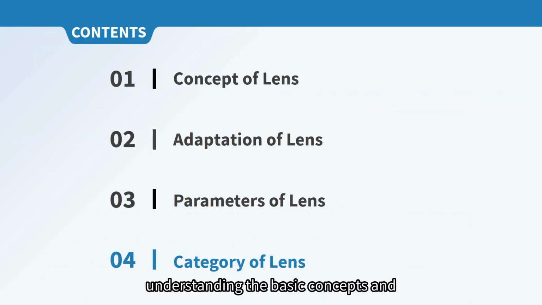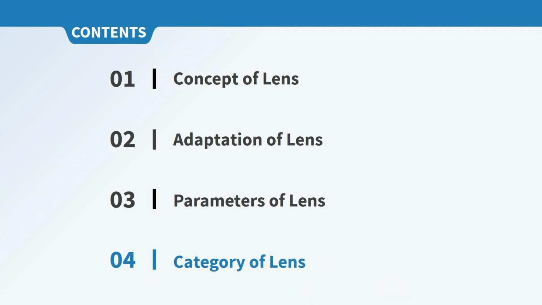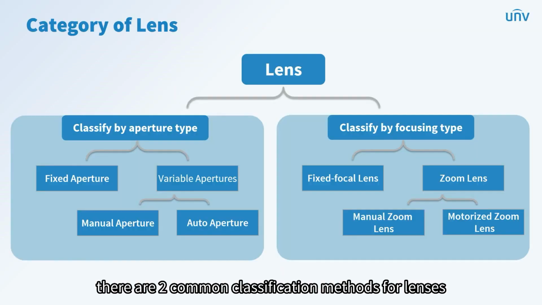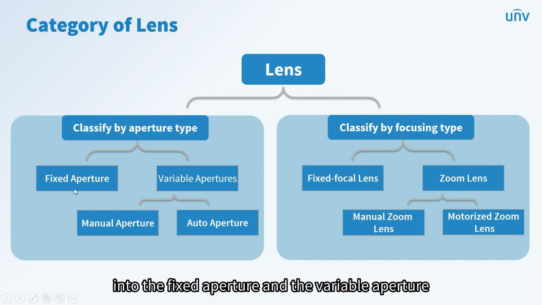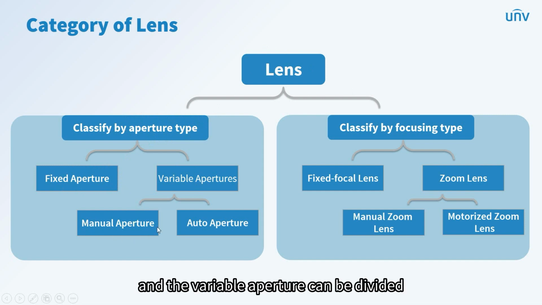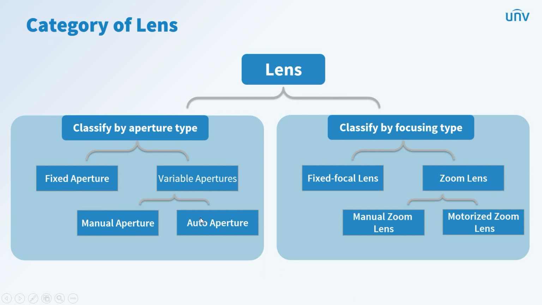Finally, after understanding the basic concepts and parameters of lenses, let's take a look at how lenses are classified. There are two common classification methods for lenses. One is classified by aperture type. As we mentioned before, the aperture can be divided into the fixed aperture and the variable aperture, and the variable aperture can be divided into the manual aperture and the auto aperture.